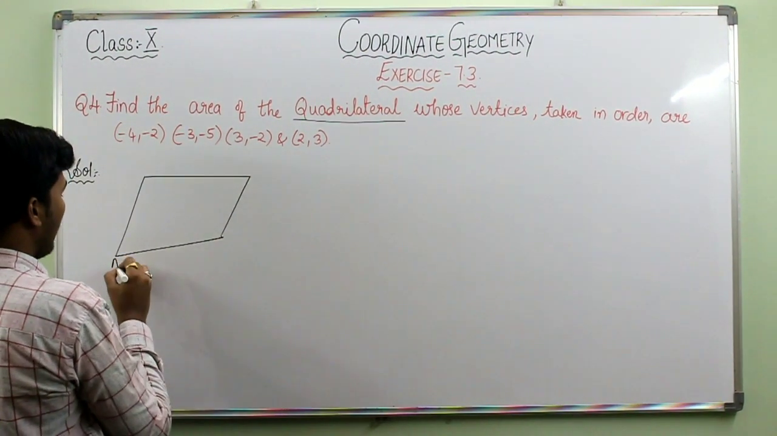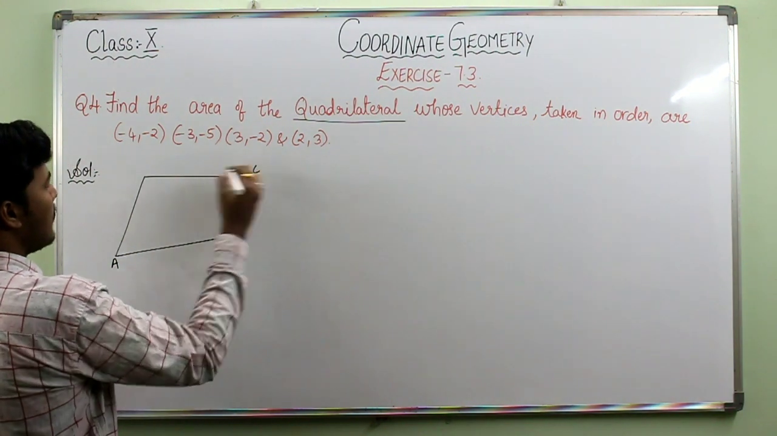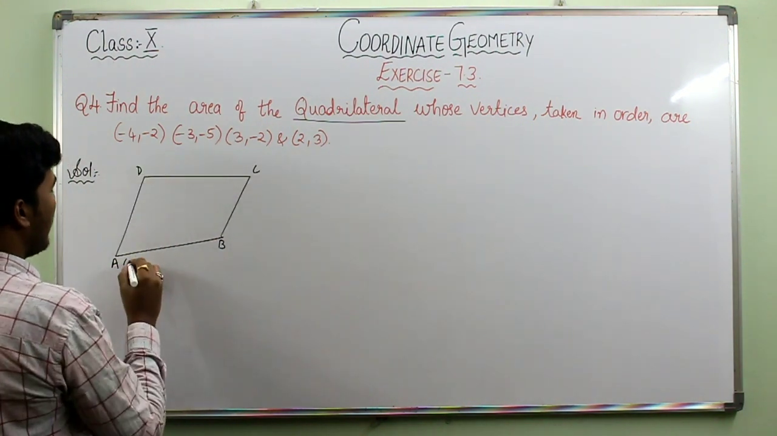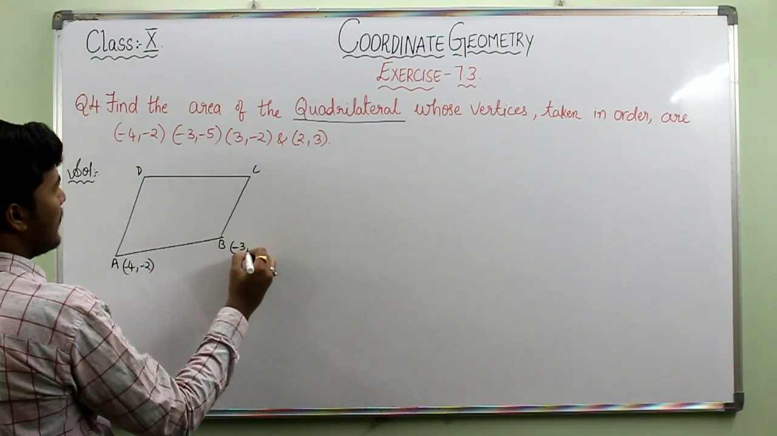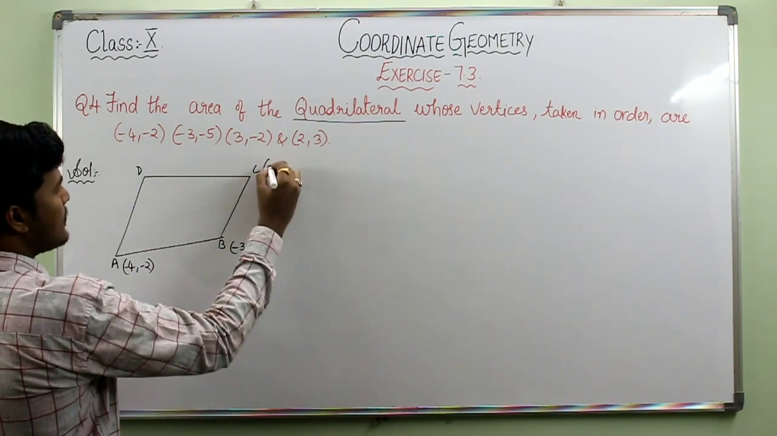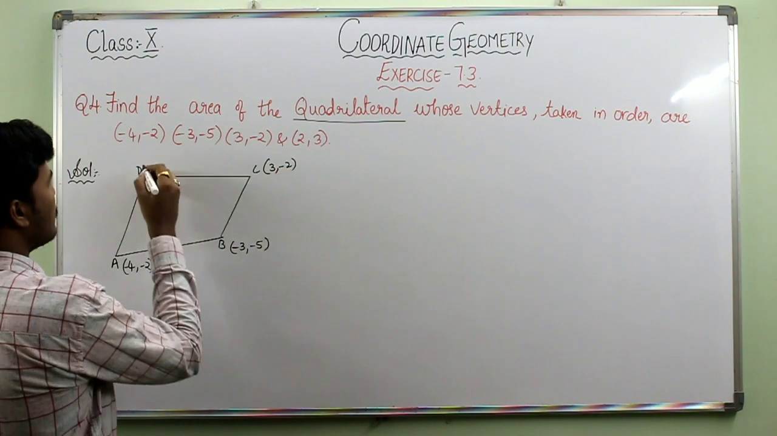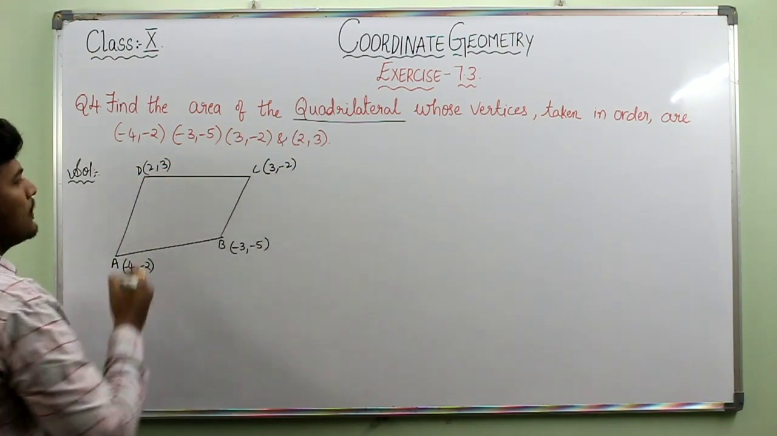Okay, A, B, C, D. The points of A are (-4, -2), B are (-3, -5), C are (3, -2) and D are (2, 3).